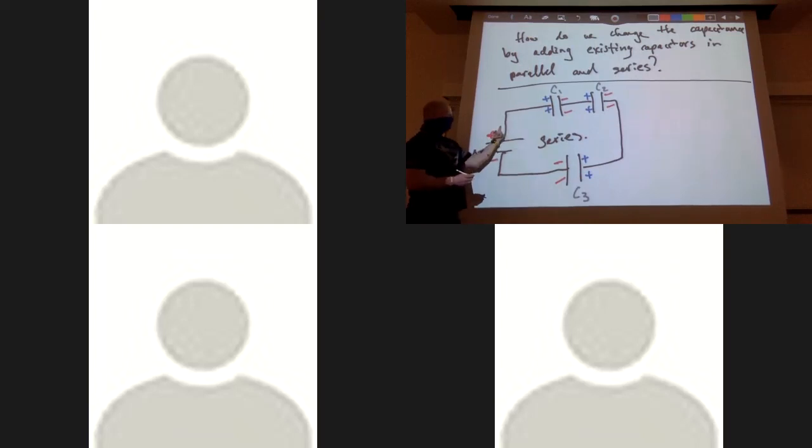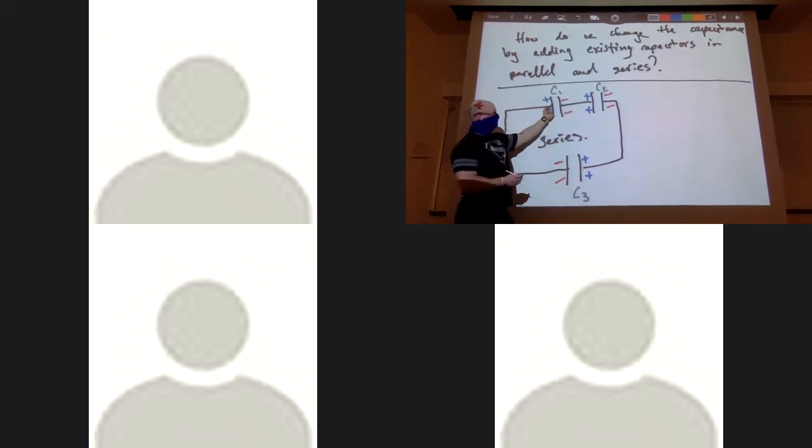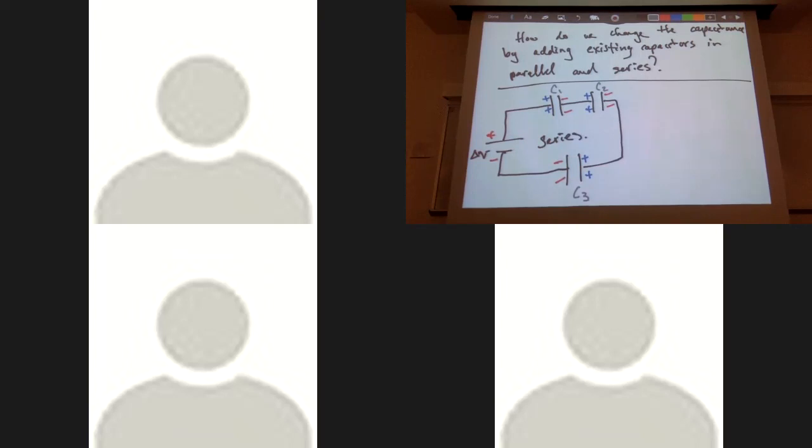So if I have charge coming out of this battery, it only has the choice to go here, through here, through here, through here, and that's it. Your charge has no choice at all. Your charge has no choice, that's what we call series.